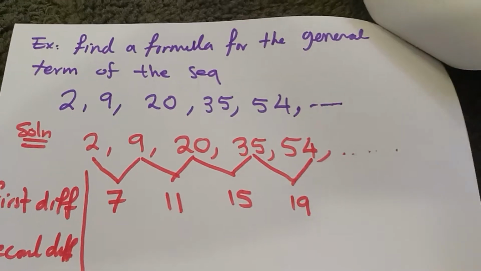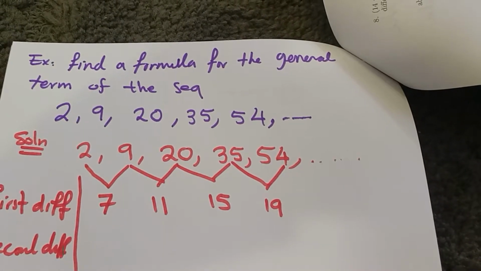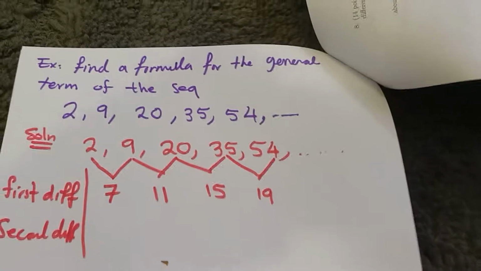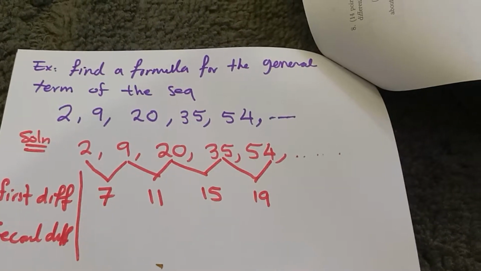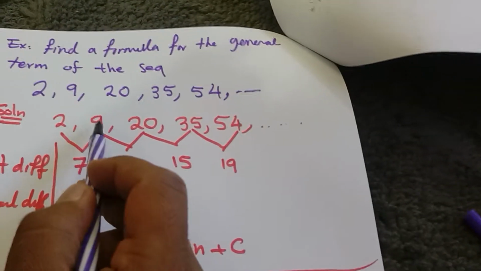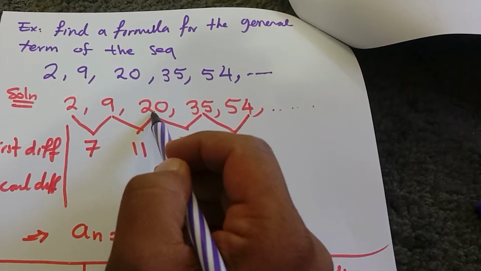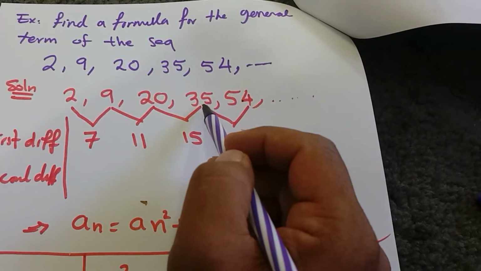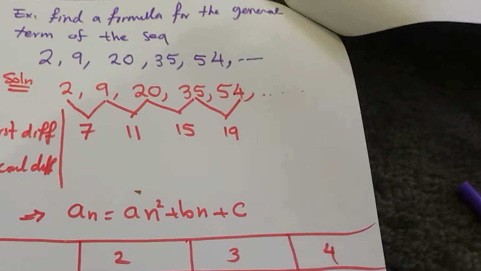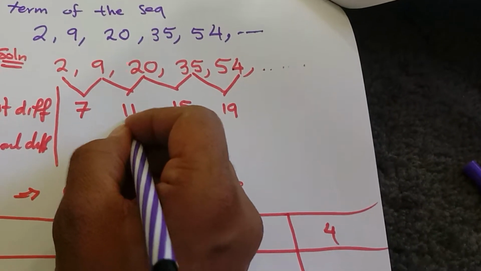Okay, here is a question. It's asking me to find the formula for the quadratic sequence. Okay, and what I'm having is 2, 9, 20, and so on. I work on the first difference, which is 9 minus 2, 7. Here is 11. Here is 35. Here is 19, and so on. I don't see any difference, right, for arithmetic.